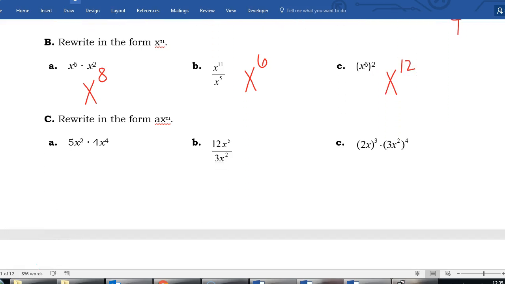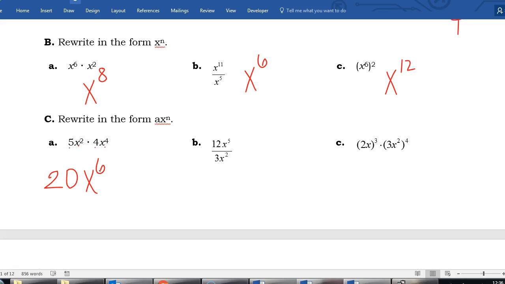And letter C is very similar to letter B, but we're going to add some coefficients in front of our variables. But we're going to treat these just like normal multiplication. I have a normal 5 times a normal 4, that's 20. I have 2 x's and I have 4 more x's, that means I have 6 x's all together.